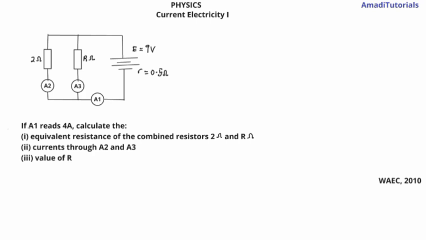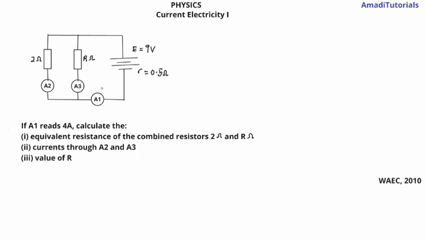and it says if A1 reads 4 amps, calculate first, the equivalent resistance of the combined resistors 2 ohms and R ohms. Second, calculate the current through A2 and A3. And the third question, the value of R.